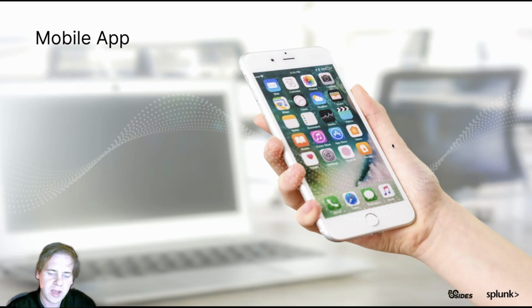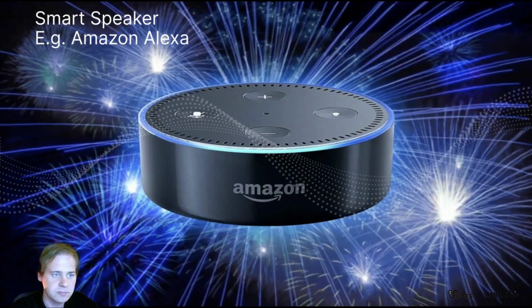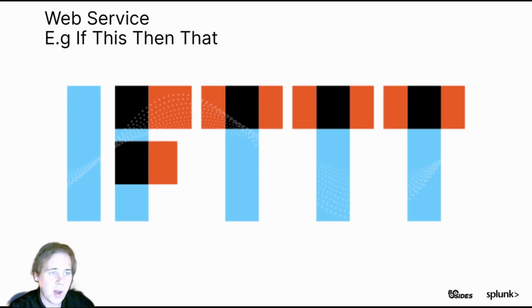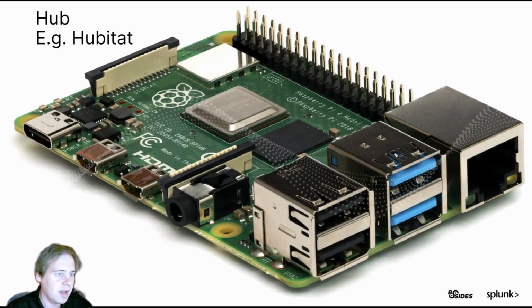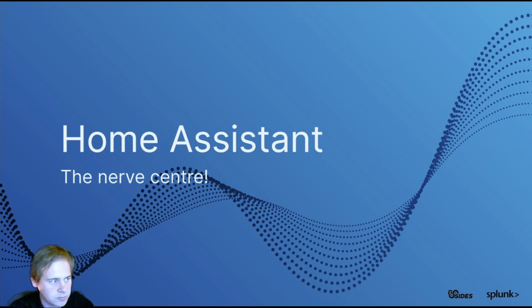So how that device could be controlled, maybe via a mobile app, might be by a smart speaker such as Amazon Alexa, via a web service such as If This Then That, maybe not If This Then That so much, corporate greed and all, but there are very many different web services out there. Or you could go all in and get yourself a smart hub, something from Hubitat, or go more DIY with Home Assistant. No surprises, if you're here then you've seen the talk name.